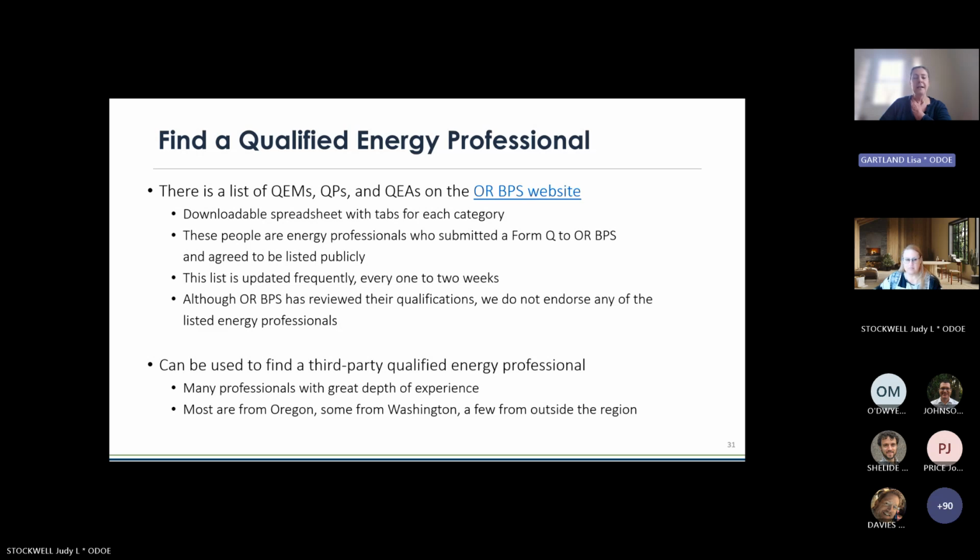And once again, what I'm seeing is there's a great amount of experience around here. Most of the professionals are from Oregon, few from Washington. As you may know, they also have a building performance standard program, so they're fairly experienced already. And a few from all over the country outside of our region. So, I think that's it. Next slide.